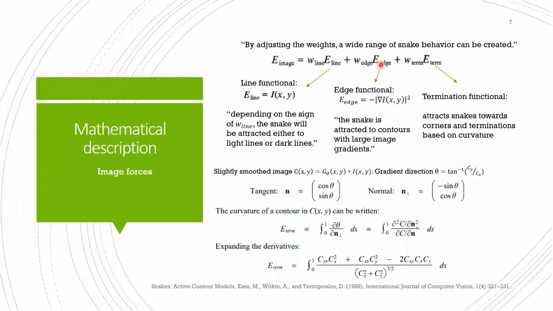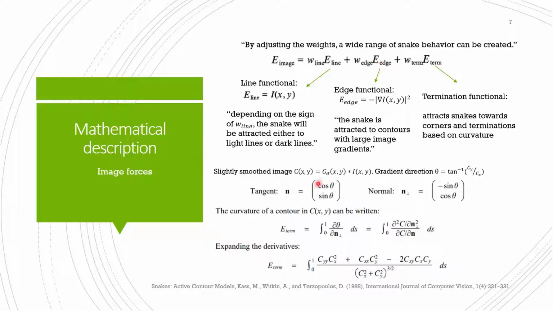Next one is termination function I. This function attracts snakes towards corners and terminations based on curvature. Like if the image has a corner, or if the image is ending at one point, the snake is attracted to them.